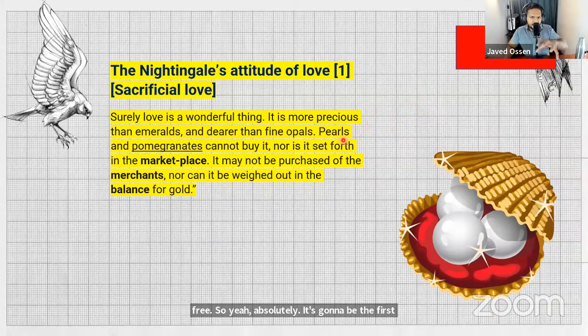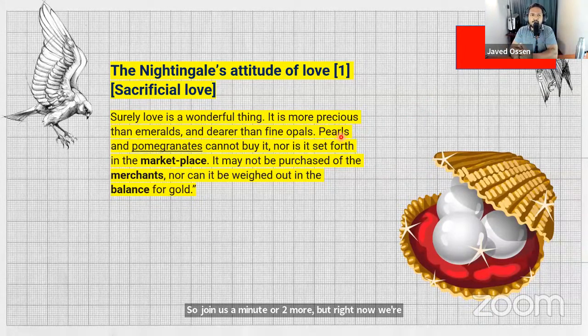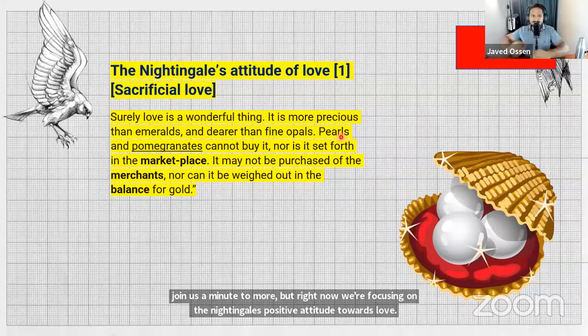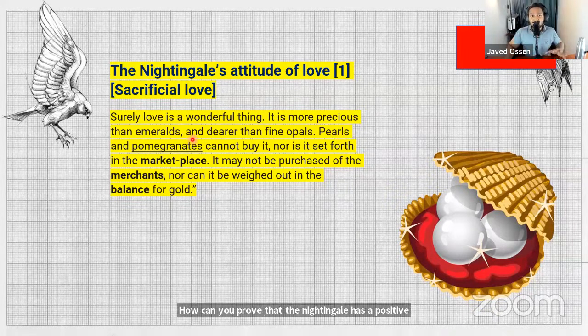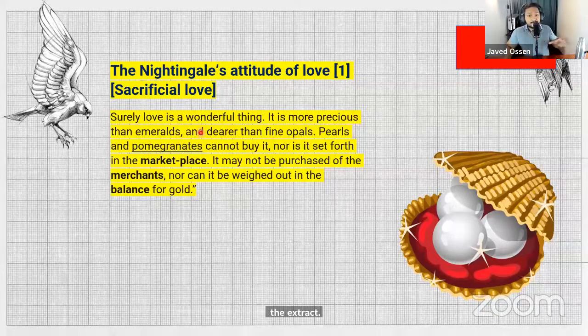But right now, we're focusing on the Nightingale's positive attitude towards love. How can you prove that the Nightingale has a positive attitude towards love? Here's the extract. What does she say? Surely love is a wonderful thing. It is more precious than emeralds and dearer than fine opals, pearls and pomegranates.